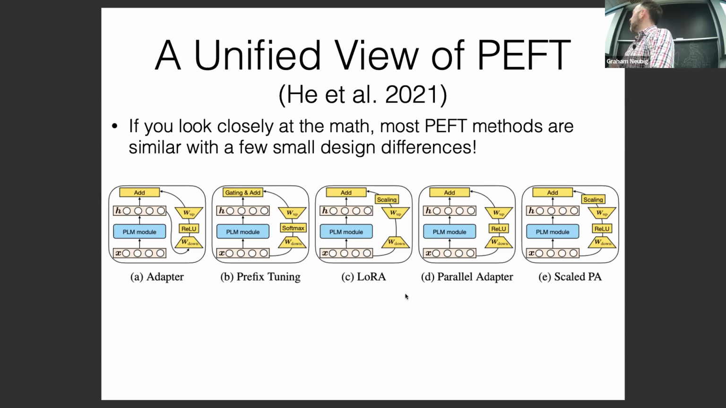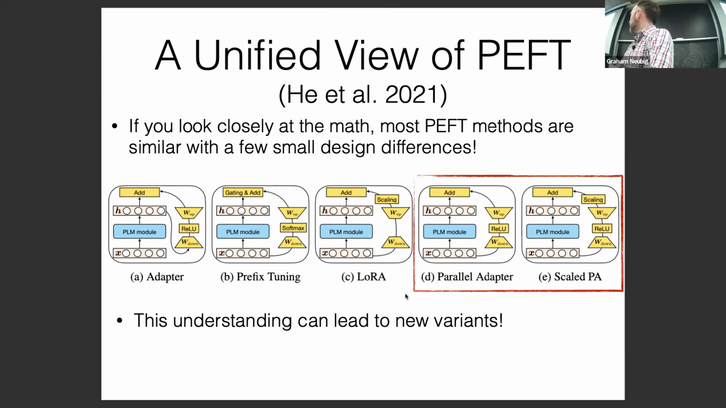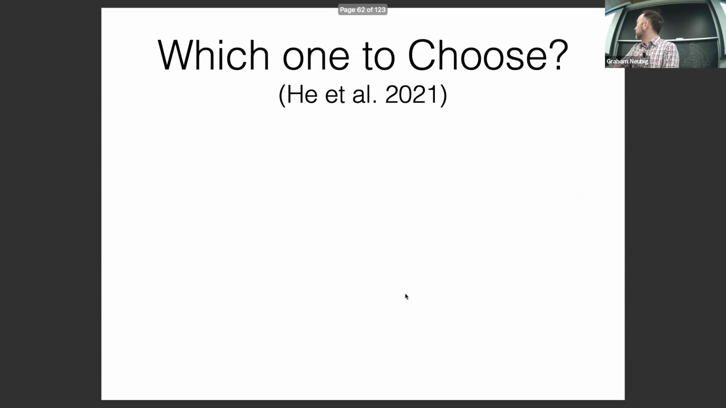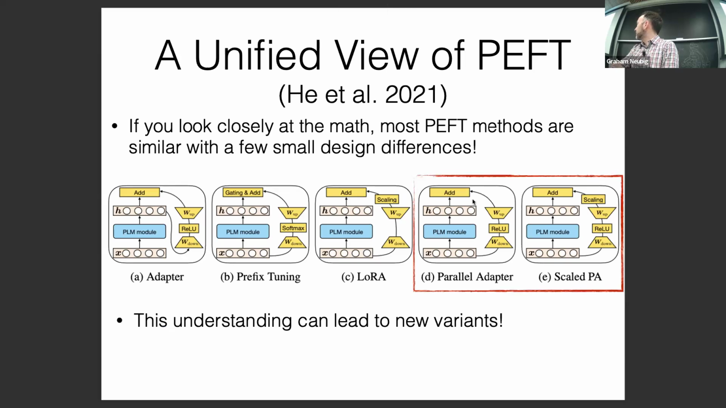And so by breaking these down, you can, number one, better understand each of the methods and how they interact with each other. And also what we show in this paper is that this understanding can lead you to new variants that can be more effective than any of the existing variants. We propose two things called the parallel adapter and the scaled parallel adapter, and we demonstrate that they get better results.